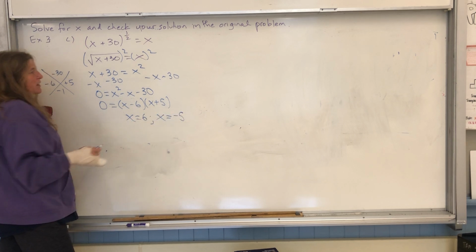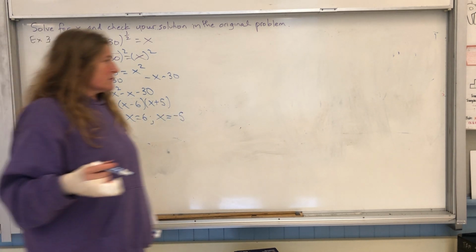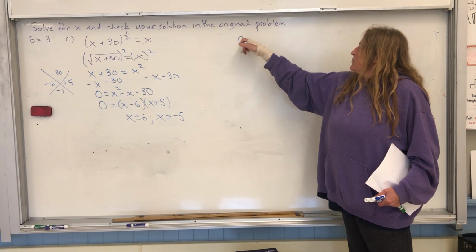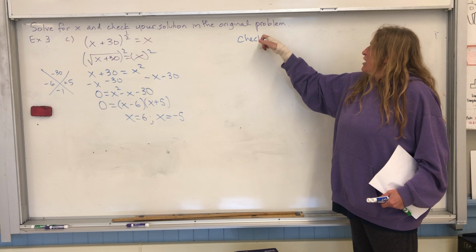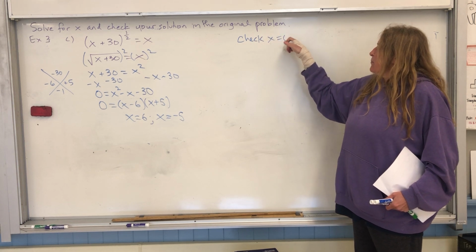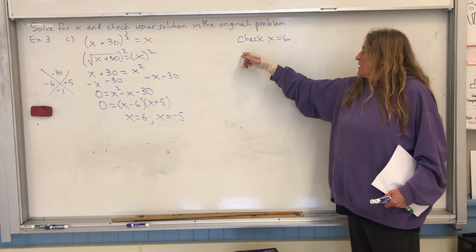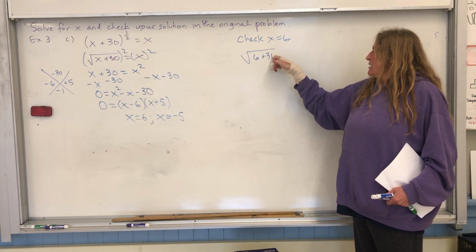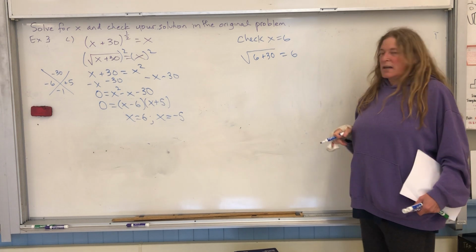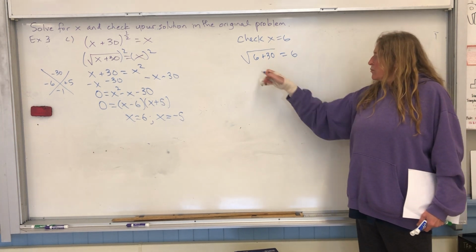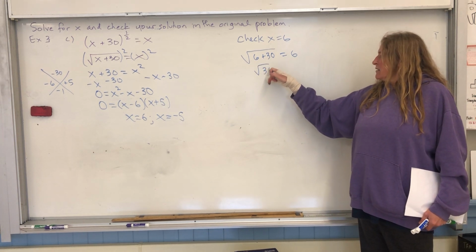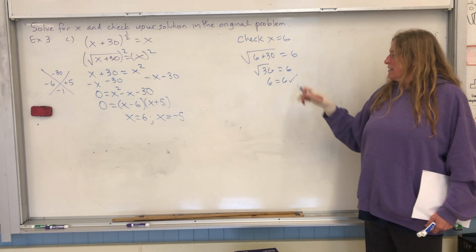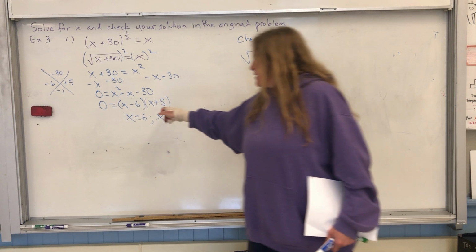But remember, we gotta check them. So there's a bunch of books in front here, so I'm limited to where I can stand. Okay, let's see. Check x equals 6, back in the original problem. Now I'm going to put it in the square root form. Just makes it a little easier to make sense of. Okay, let's see. What do you guys think? Square root of 36 does equal 6. Yay! x equals 6. We're good.